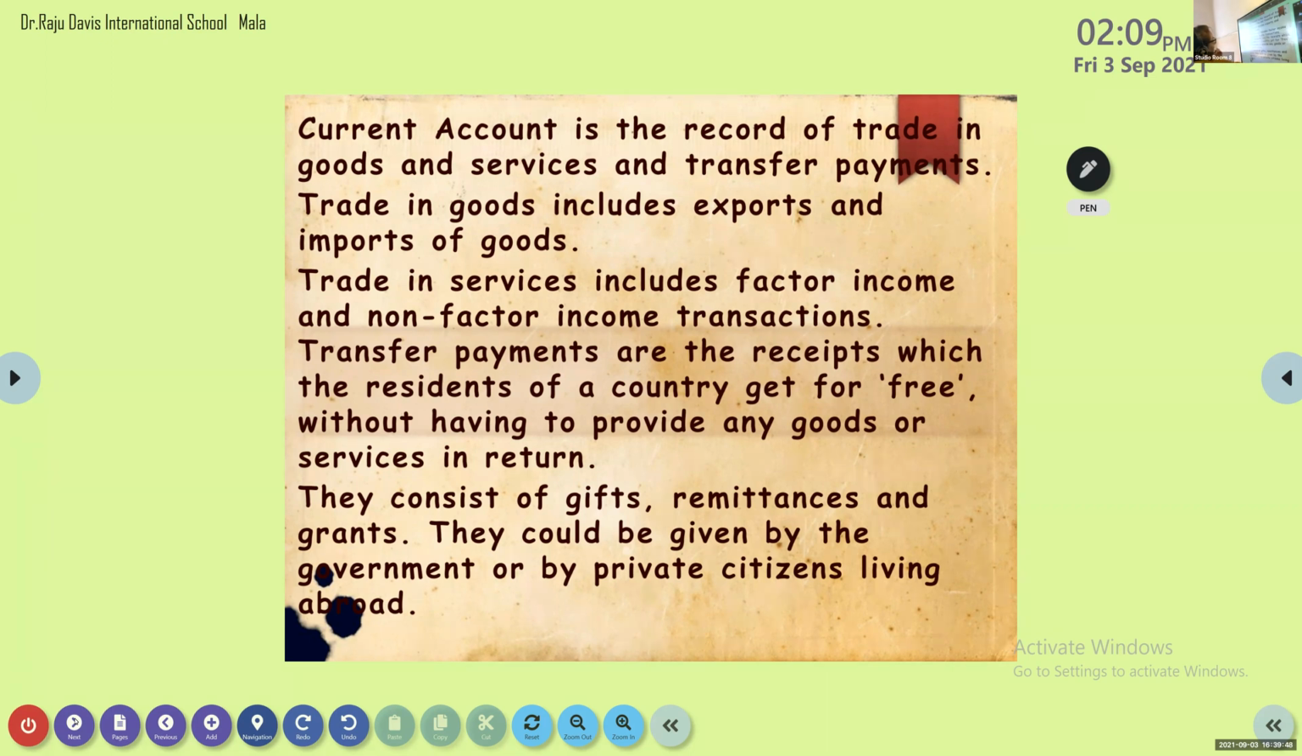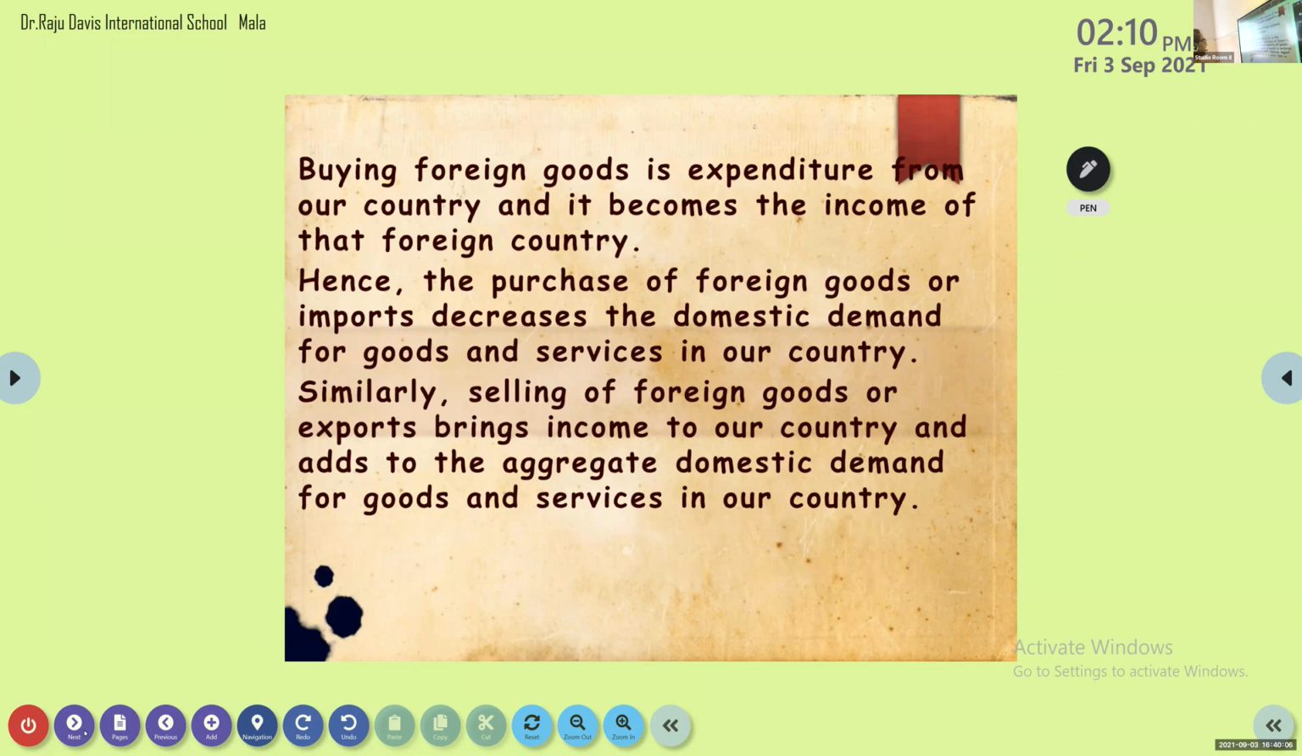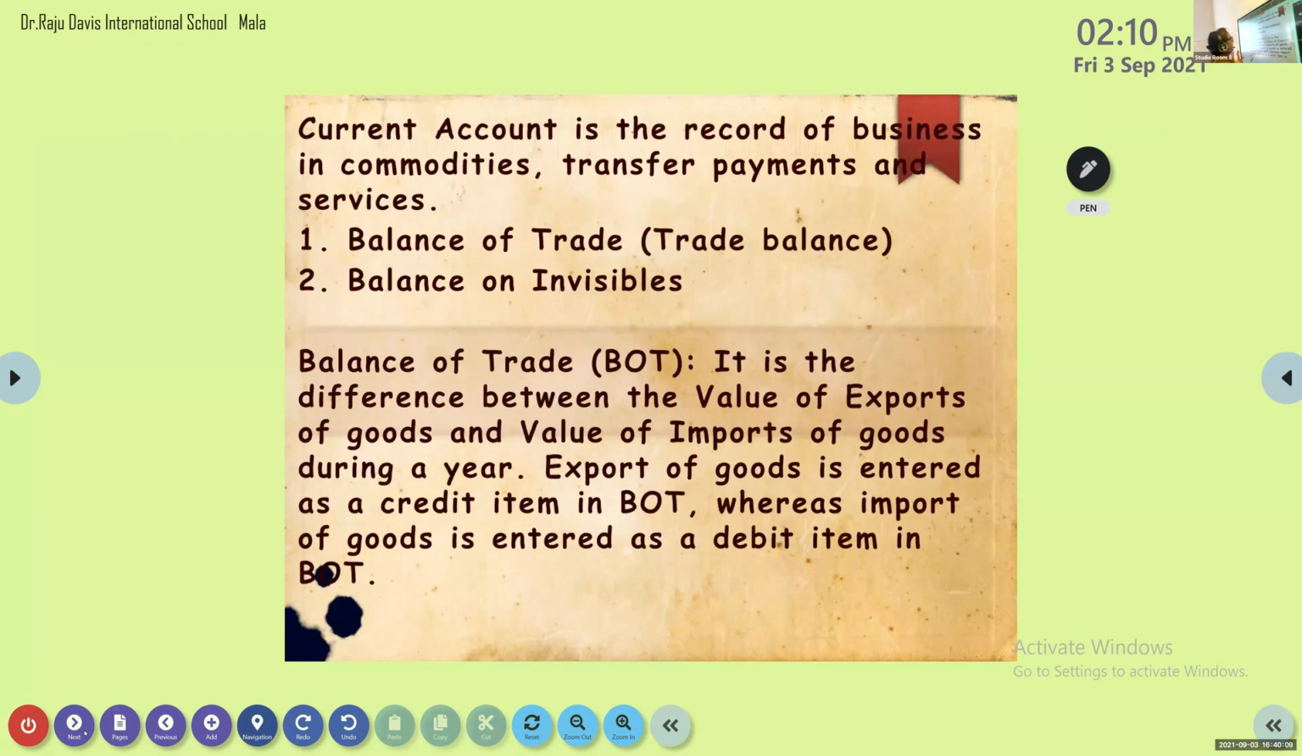Okay, so current account, I told you, it is a record of trade in goods and services. It is a record of export and import of goods, services, and transfer payments. Okay, next. We have two important parts on that: balance of trade and balance on invisibles. Balance of trade, in the sense it is related only to the visible items. It is mainly related to the import of goods and export of goods.